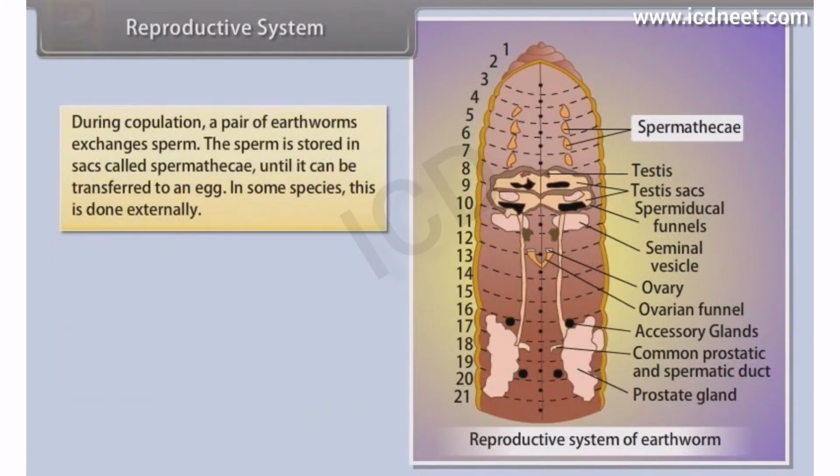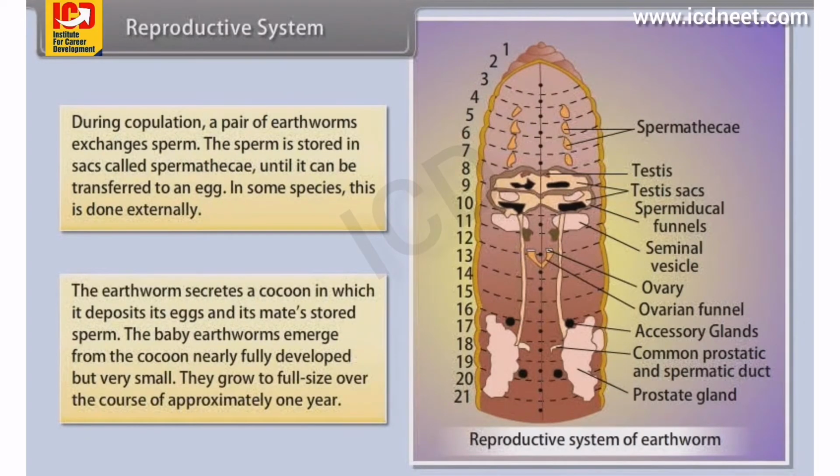During copulation, a pair of earthworms exchanges sperm. The sperm is stored in sacs called spermathecae until it can be transferred to an egg. In some species, this is done externally. The earthworm secretes a cocoon in which it deposits its egg and its mate's stored sperm. The baby earthworms emerge from the cocoon nearly fully developed but very small. They grow to a full size over the course of approximately 1 year.